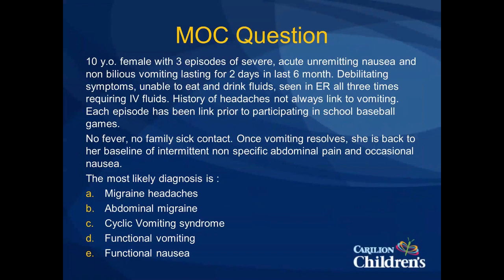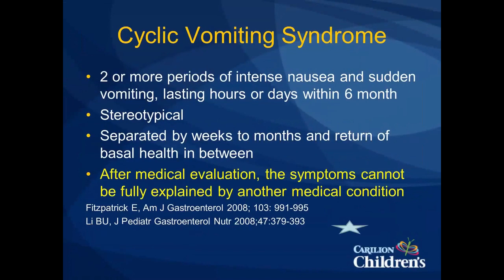Any clues? Well, the correct answer is C, cyclic vomiting syndrome. A very, very interesting condition. It's mostly symptoms of sudden nausea and vomiting lasting for hours and days, with two or more episodes during a six-month period. They have a stereotypical characterization, where each patient has their own menu of symptoms that repeat. They come in cycles, so sometimes every 2 weeks, sometimes every month, sometimes every 3 months, but not all the time do they read the book, so you may not see a cycle all the time. And after medical evaluation, the symptoms cannot be explained by any other medical condition.